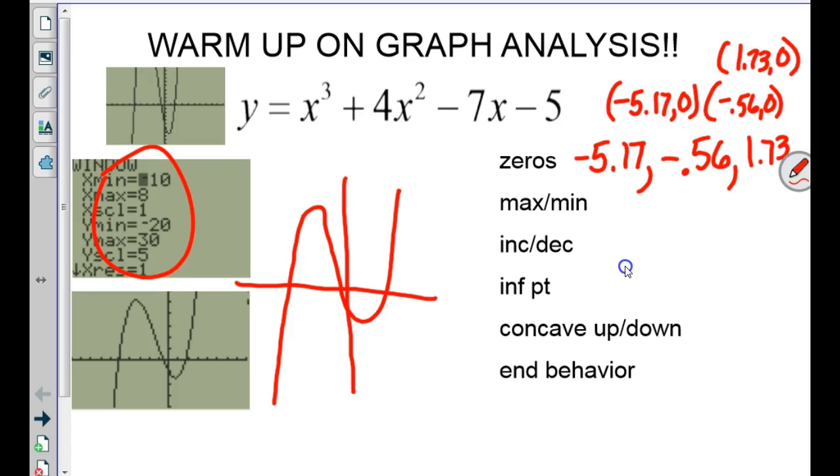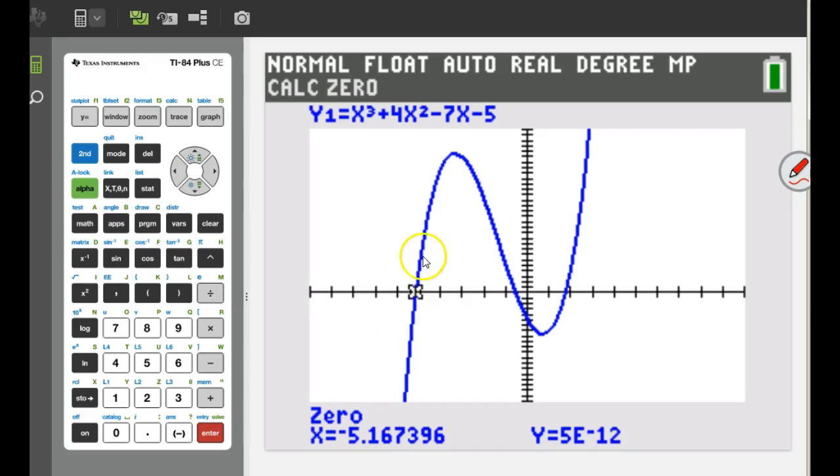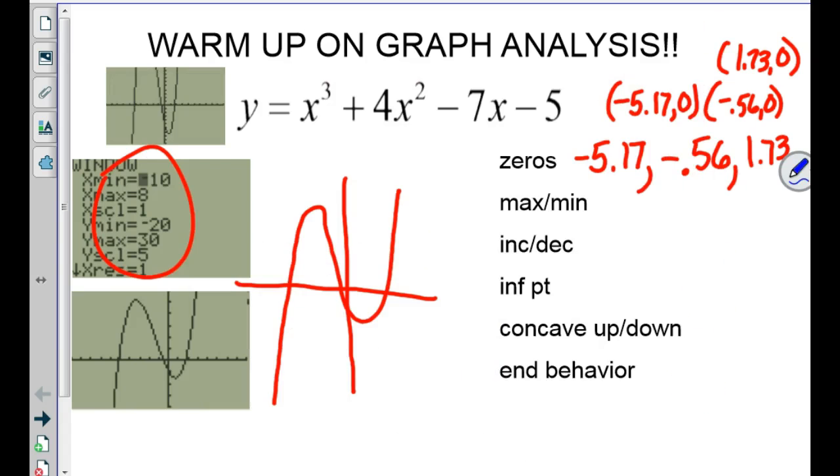All right. It also asks for the y-intercept on the quiz. How do you find the y-intercept? x equals 0. Yep, so just do trace 0. I got -5. You could do that by just plugging in a 0 as well. So the y-intercept was at 0, -5.